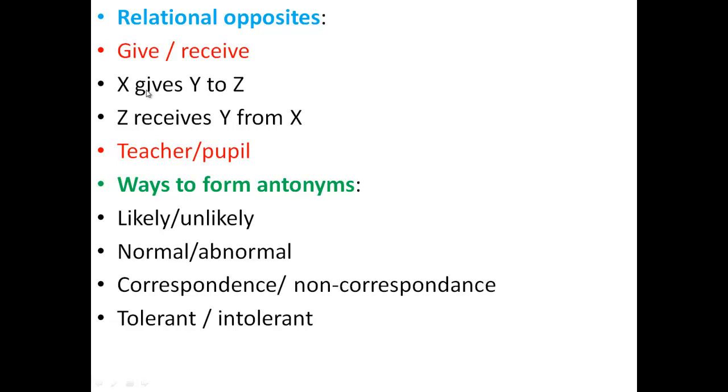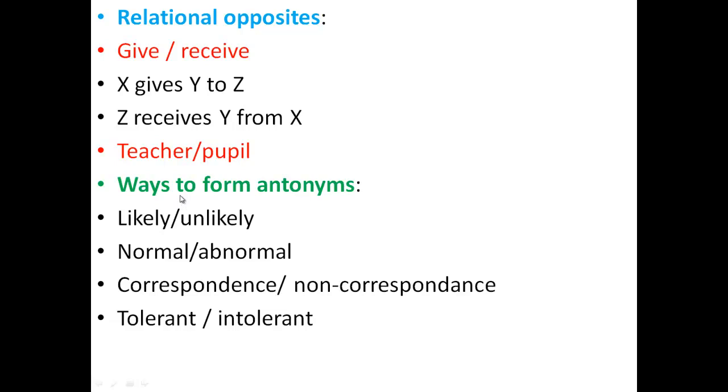Look, this is a test that can be used to identify relational opposites. X gives Y to Z. It means Z receives Y from X. Let's look at this couple of words, teacher, pupil. If I say X is the teacher of Y, automatically it means Y is the pupil of X. So you just have to reverse the order of the antecedent, and you use the other antonym to express the same meaning.